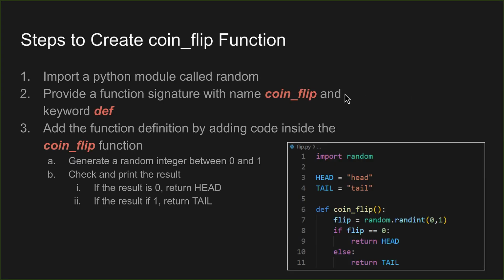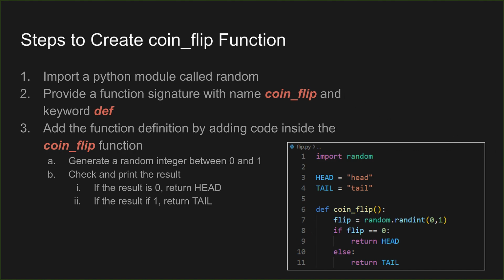What are we going to add? We will first add a Python module called random and provide a function signature with the name coin flip and the keyword def. And a function definition by adding code inside the coin flip function. We will generate a random integer between 0 and 1 and then check and print the result. If the result is 0, then we return head. If the result is 1, then we return tail.